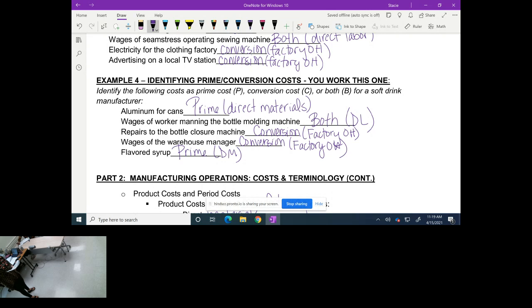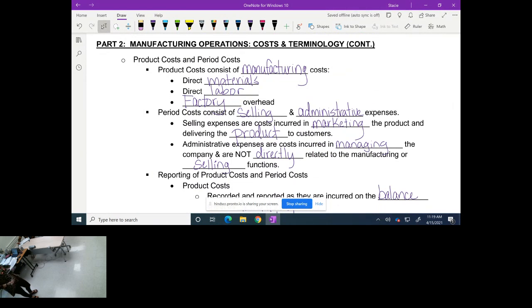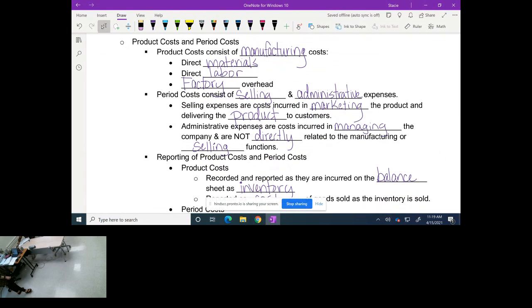All right, some more terminology: product costs and period costs. Product costs consist of the manufacturing costs. That's going to be your direct materials, direct labor, and factory overhead. Period costs are selling and administrative, so they'd be anything else. Selling is going to be marketing and advertising, delivering product to the customers. Administrative is going to be managing the company and not directly related to manufacturing and selling. So think of administrative as office type stuff, like accounting, human resources. If there's a marketing department, it depends on the size of the company. If it's a small company, you don't have all these departments. But if it's a manufacturing company, chances are it's a big company, so they probably have a lot of departments.